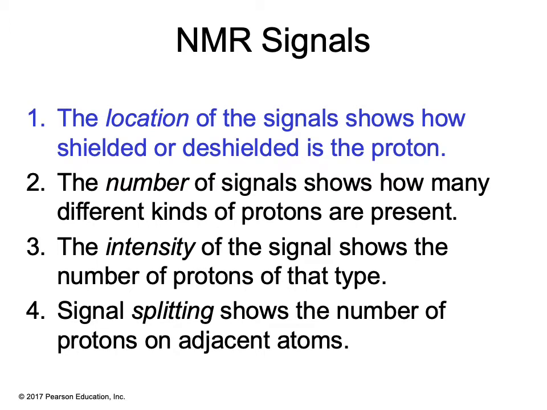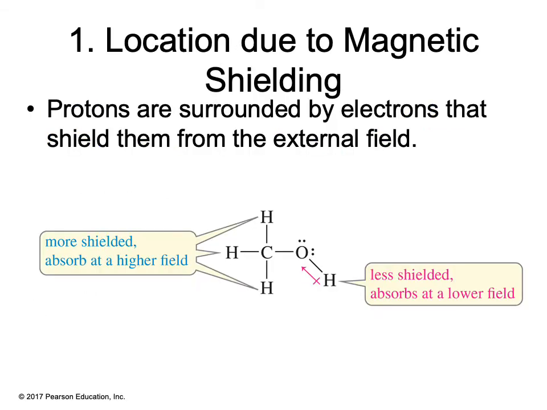So the first one that we'll talk about is the location of the signals in the spectra. What they do is they show how shielded or de-shielded a proton is. And what those terms mean is whether or not a proton, and so we're looking at hydrogens here, is near something that is electron rich or electron poor. And that's what we're talking about with shielded and de-shielded.